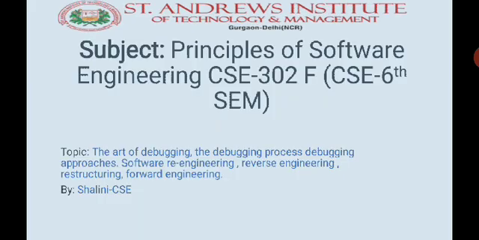We study here the subject Principles of Software Engineering. The code is CSE 302F. This is a CSE 6th semester subject. The topics that I shall be taking over here are the art of debugging, the debugging process, debugging approaches, software re-engineering, reverse engineering, restructuring, and forward engineering. I, Shalini from the CSE department, shall be taking you forward in the video.